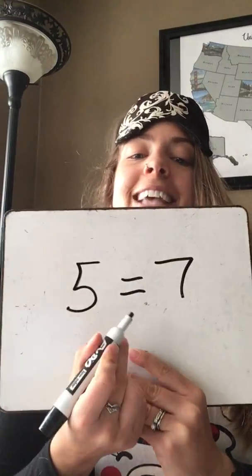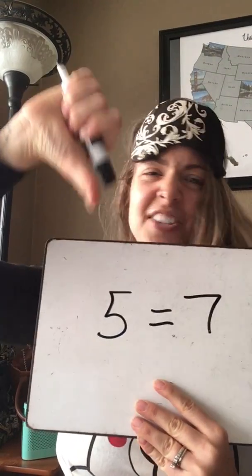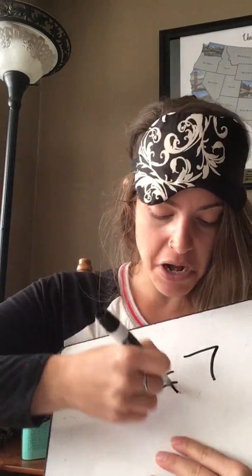First number sentence. Is it true or false? 5 is the same as 7. Is that the same? Definitely not. Those are not equal. 5 is not the same as 7. So remember, we would go not. No, not equal.